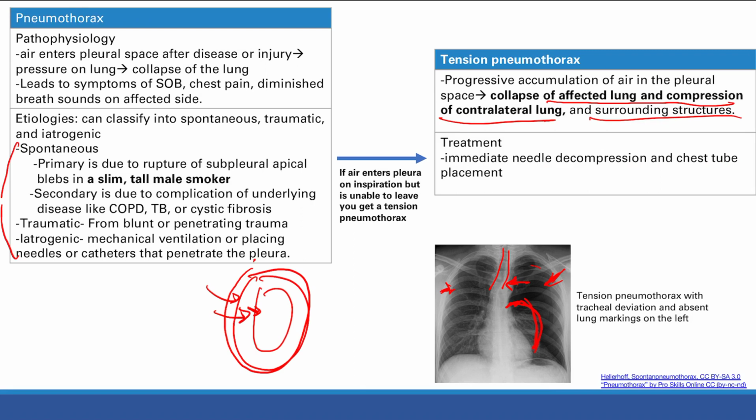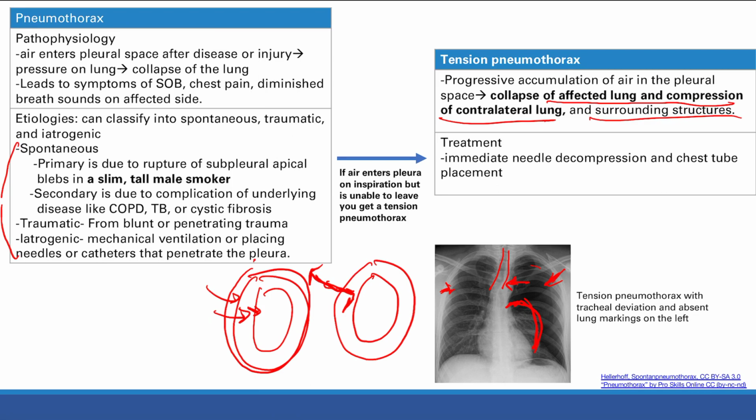So needle decompression, same as always, something gets in between your pleura, you stick a needle in. You open the needle, air can go, now you have an outlet for this air, because remember we said before there was no way for the air to come out. Now you stuck a needle in, so you made an outlet. And then, that's not going to be good enough.